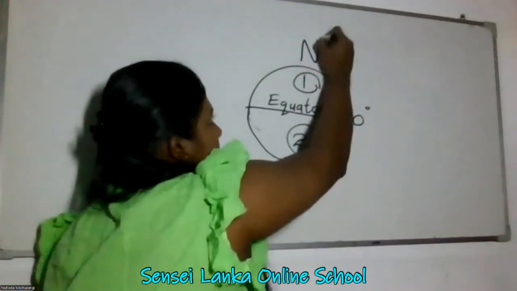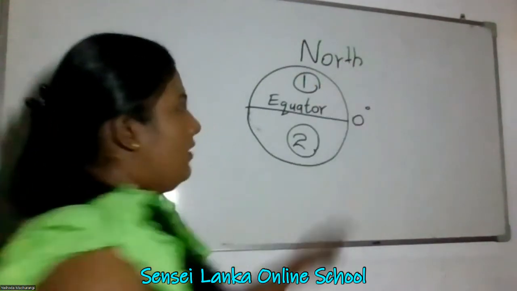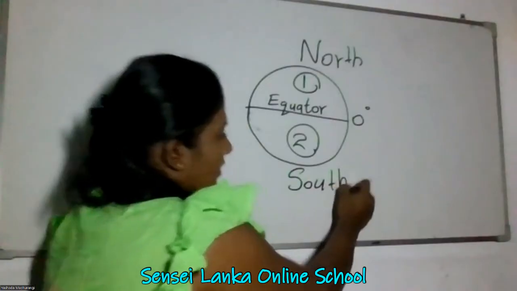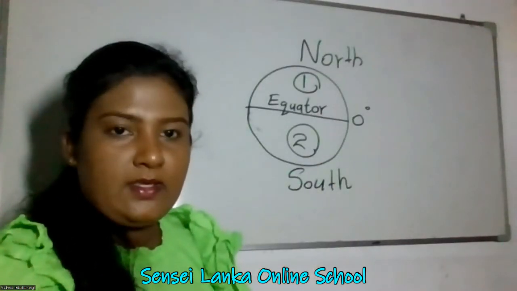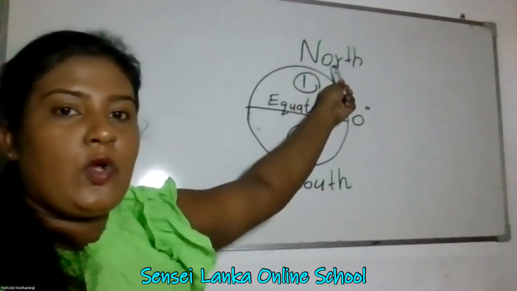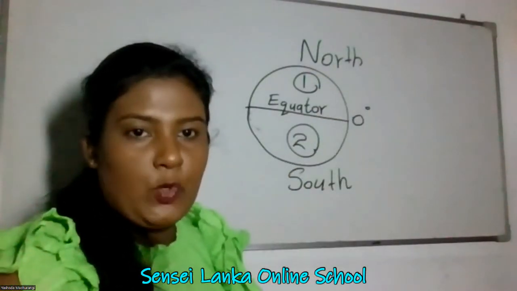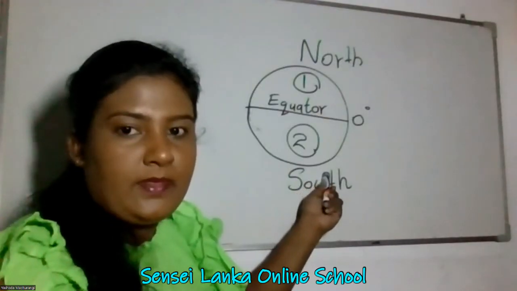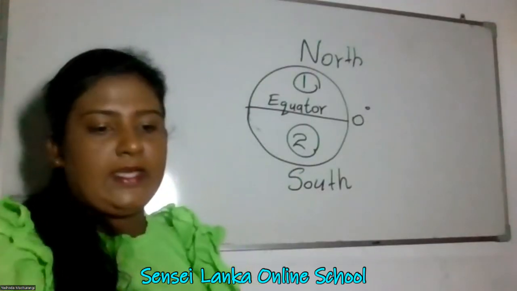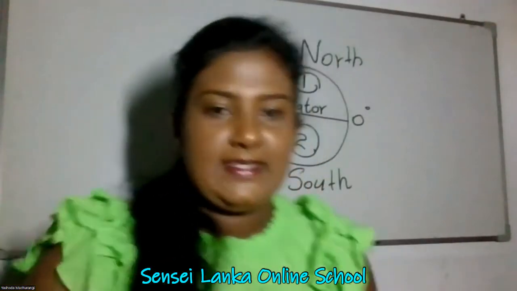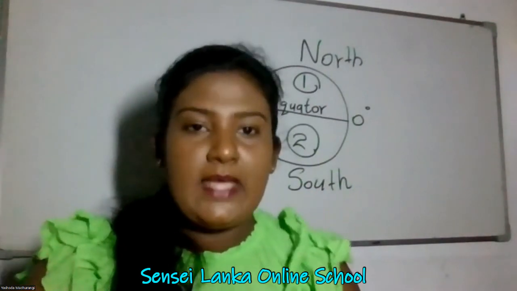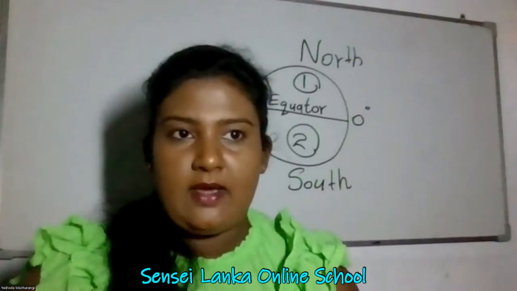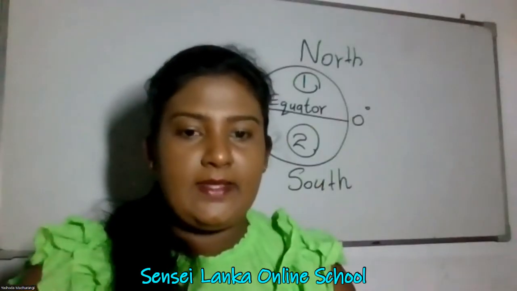So what is this direction? North. What is this direction? South. So in the north it is called Northern Hemisphere. This is Southern Hemisphere. It divides the earth into two hemispheres. Do you understand it? The equator can divide the earth into two parts. It has a name, hemisphere, half of the earth.